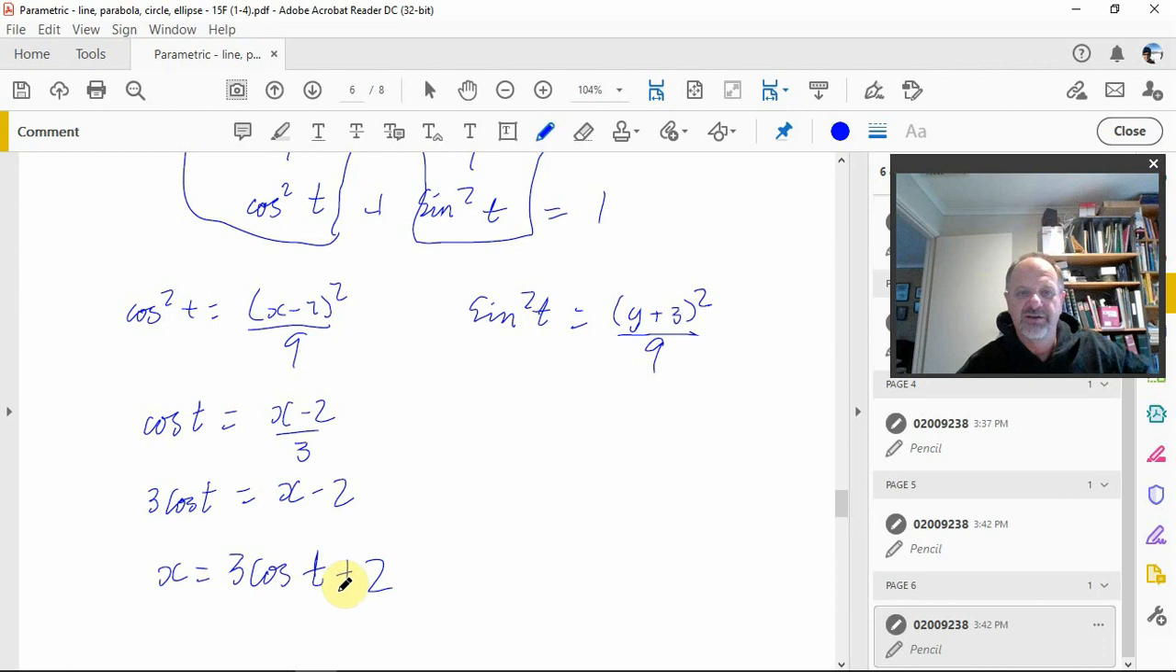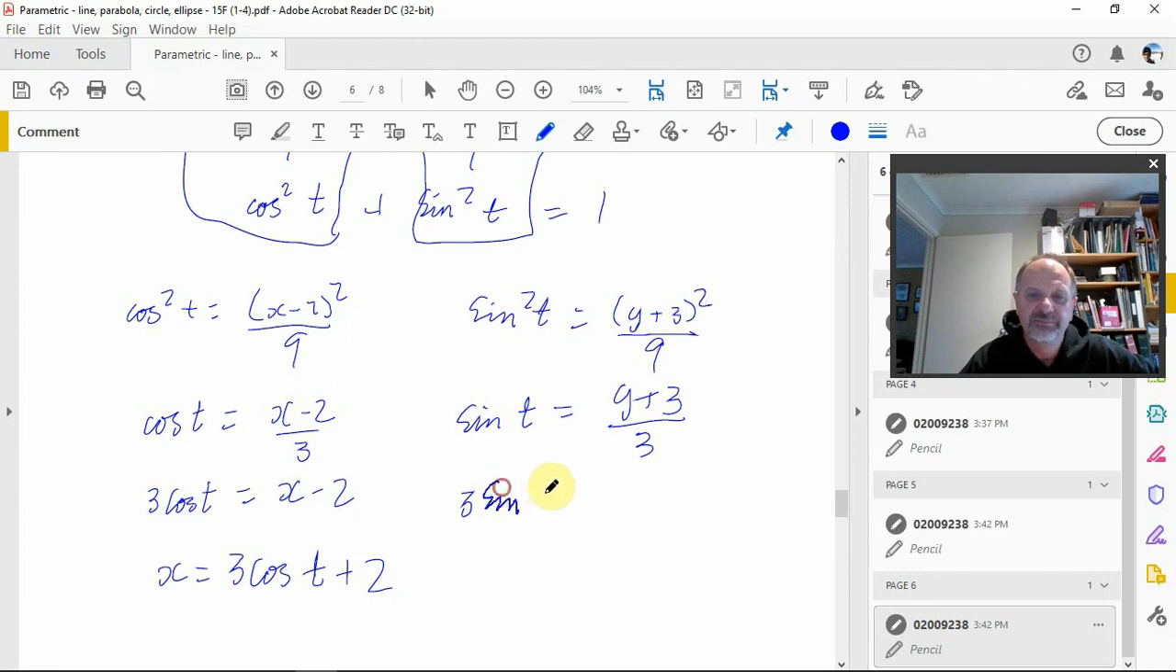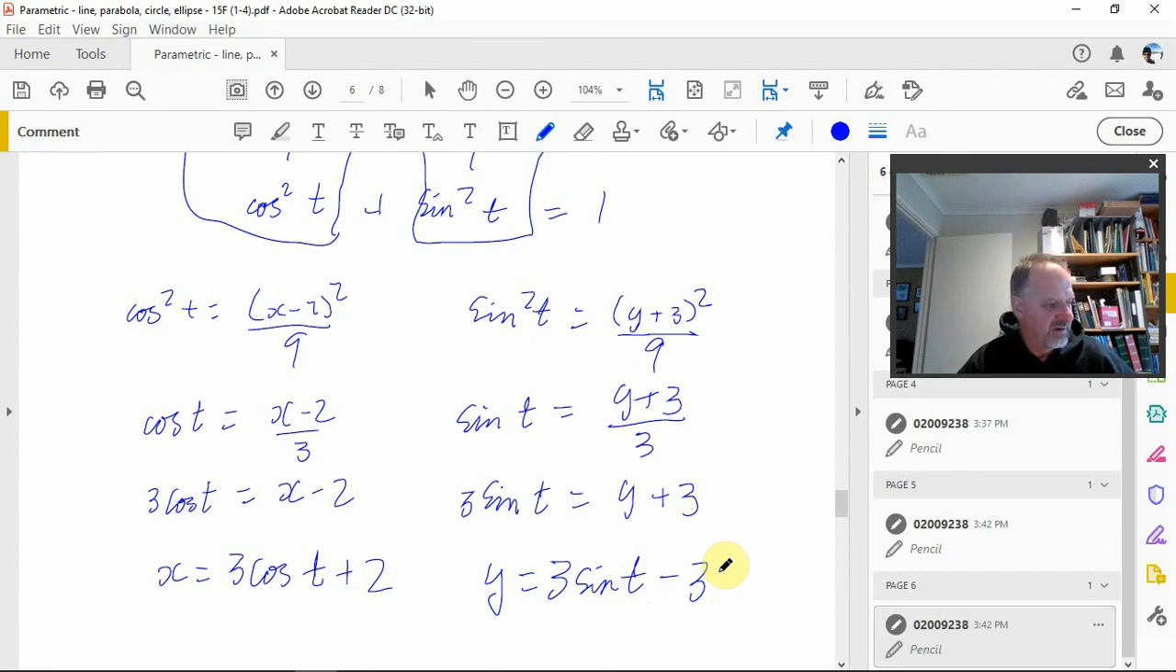So there's the parametric for x, and for y, if we do the same kind of process, this time we've got sine t is y plus 3 on 3. Square root both sides, I should say, not square, it's already squared. Then times by 3, and then take 3. And so y is 3 sine t take 3. And so there is our parametric equation for that one.